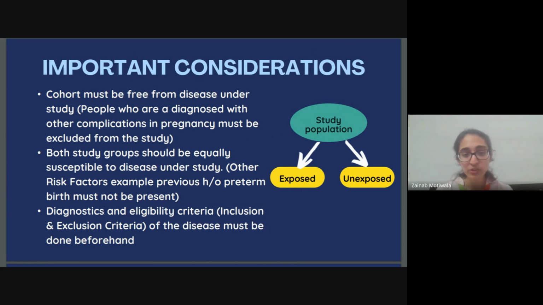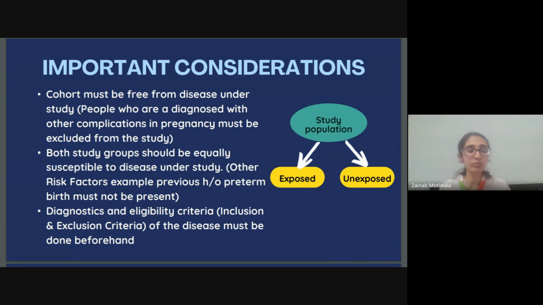Now, some important considerations to keep in mind while performing a cohort study. A cohort must be free from the disease under study. So people who are diagnosed with other complications in pregnancy, for example, here we're talking about preterm birth, but those who maybe have gestational diabetes mellitus or any other complication should be excluded from the study. And both study groups should be equally susceptible to form the disease. We should not include patients, for example, with a previous history of preterm birth, because that makes them more likely to develop preterm birth, and that would be a confounding variable in our study.